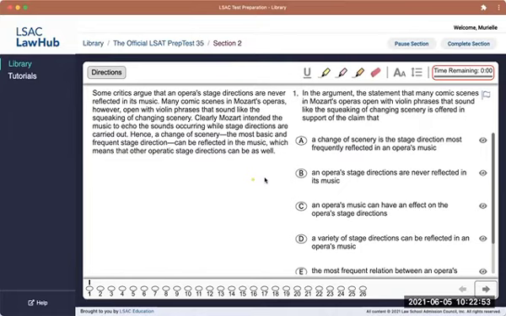Okay, so I'm just going to do a few logical reasoning questions. I'm going to try to keep it to non-argument based questions, where the stimulus actually isn't an argument. Very quickly we can discern that by just looking at the question stem.